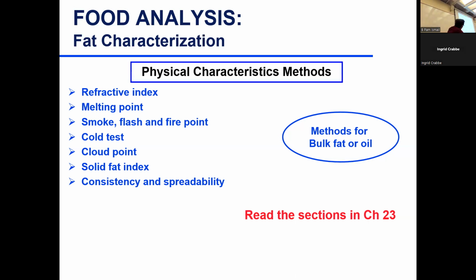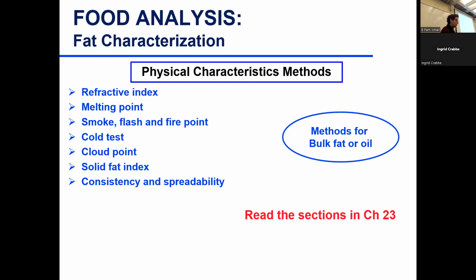Anyway, cold test and cloud point, these both are tests used. Either one of them is used to test the efficiency of winterizing your oil. If you remember last time, I mentioned briefly winterizing the oil. So after you're done with all the refining process, and then there's deodorizing, but there's also clarifying to remove the waxy material. So what you would do basically is you would lower the temperature, and then the waxes will precipitate, and then you clarify the oil so that if the oil is used in dressing and you put it in the fridge, you don't want it to cloud.